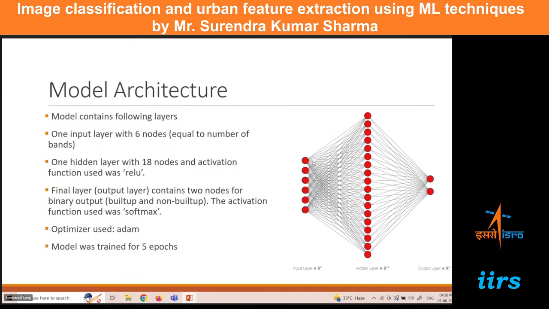There was one hidden layer. It contains 18 nodes, and the activation function that we used was ReLU. In the final layer, there are 2 nodes, and the activation function was softmax. The optimizer that we used was Adam, and the model was trained for 5 epochs. Again, there is no hard and fast rule for how many hidden layers you should use, or how many nodes you should use in a particular layer. We just select randomly, and if our algorithm is giving better accuracy, we can change these things.